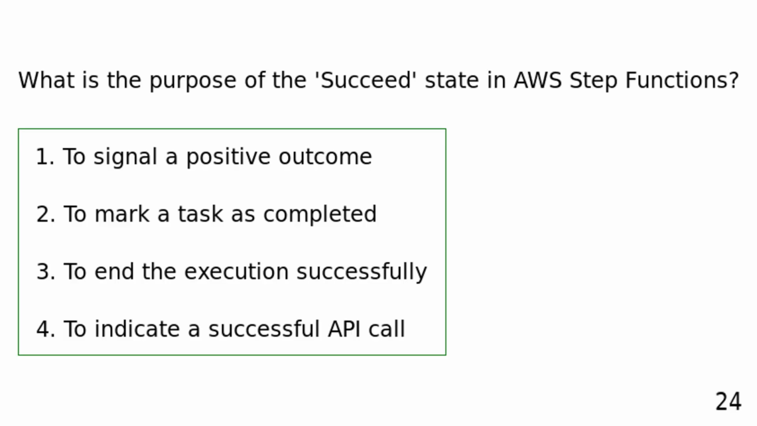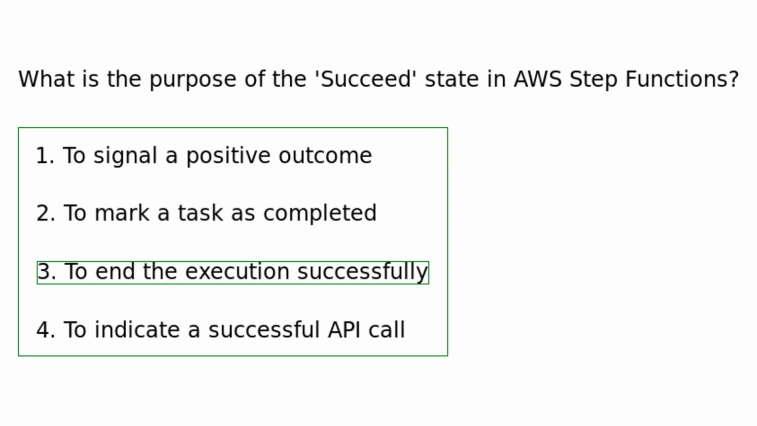What is the purpose of the Succeed state in AWS Step Functions? To signal a positive outcome. To mark a task as completed. To end the execution successfully. To indicate a successful API call. The Succeed state in AWS Step Functions is used to end the execution successfully, often used when you want to stop the execution early upon meeting certain conditions.